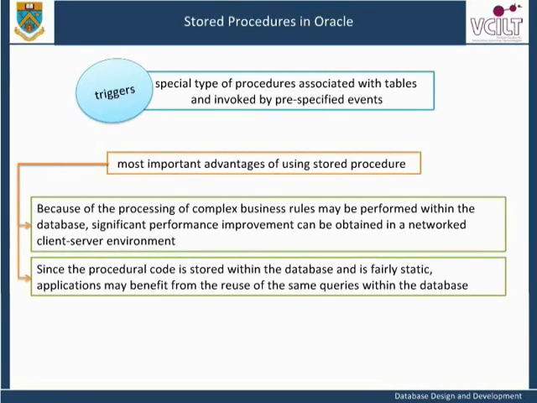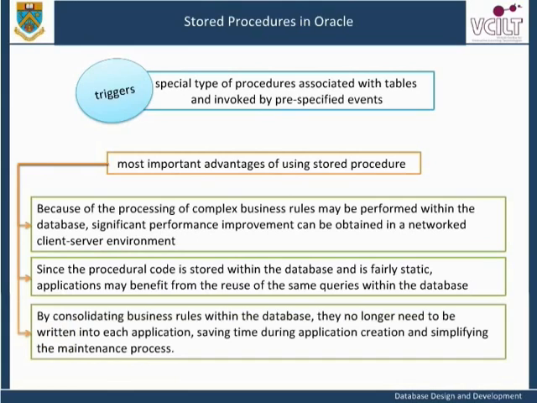Since the procedural code is stored within the database and is fairly static, applications may benefit from the reuse of the same queries within the database. For example, the second time a procedure is executed, the DBMS may be able to take advantage of the parsing that was previously performed, improving the performance of the procedure's execution. By consolidating business rules within the database, they no longer need to be written into each application, saving time during application creation and simplifying the maintenance process. In other words, there is no need to reinvent the wheel in individual applications when they are available in the form of procedures.